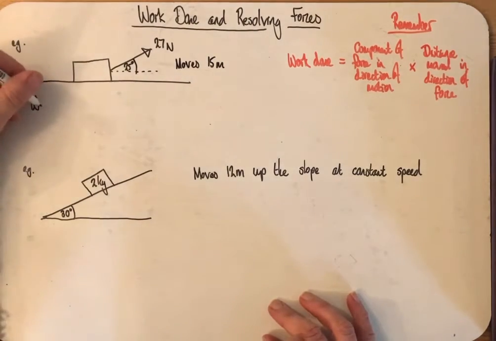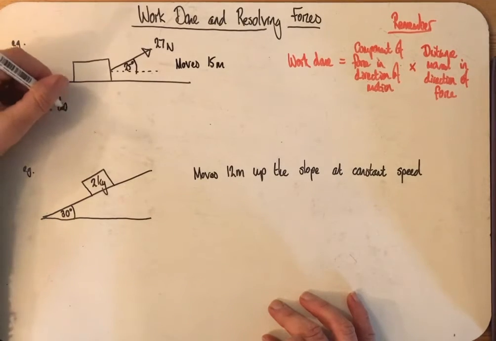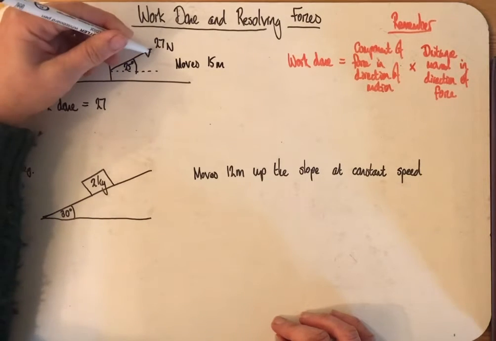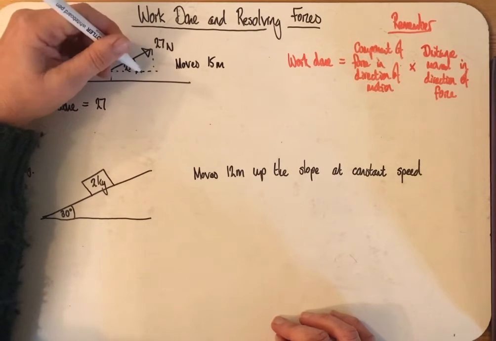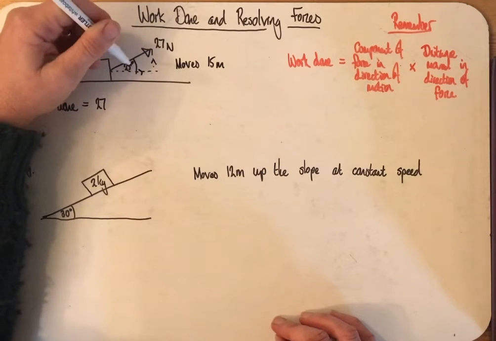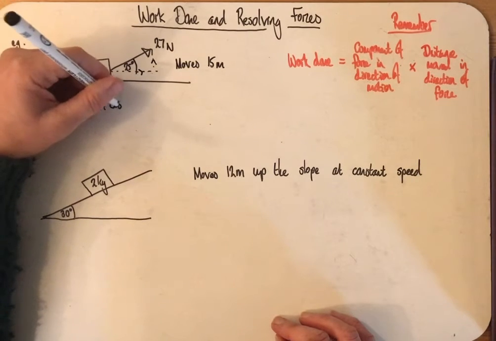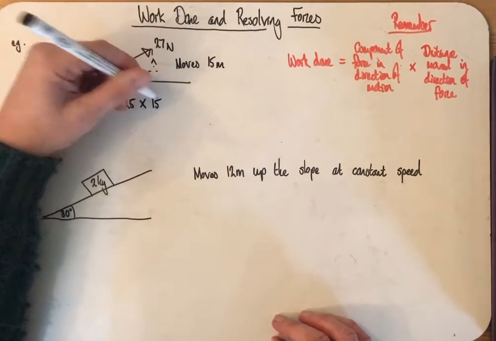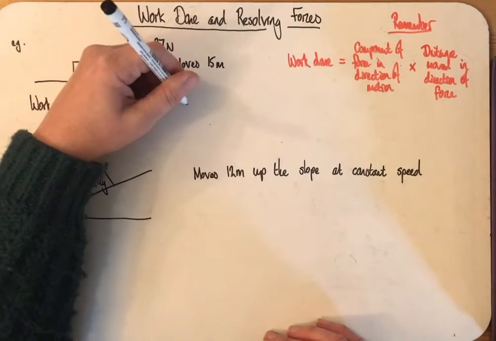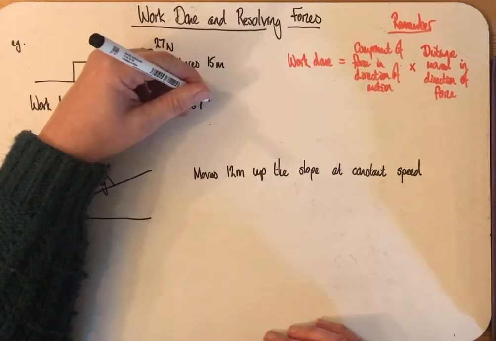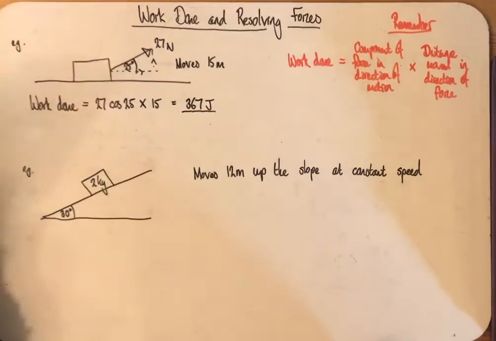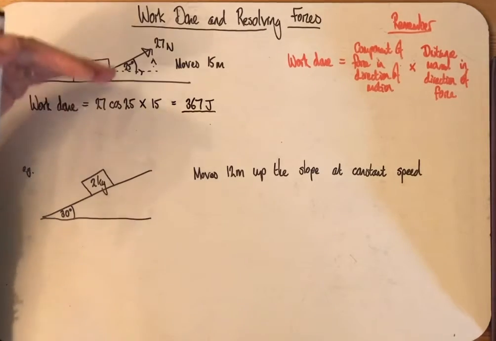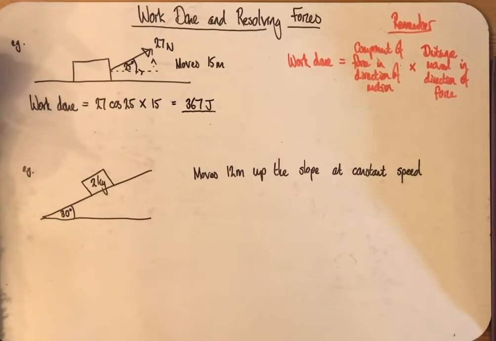so the work done is equal to 27, and then we want the adjacent side to the angle, so it's 27 cos 25 multiplied by 15, which gives you 367 joules. The component of the force perpendicular to the motion hasn't done any work because there's been no movement vertically at all.